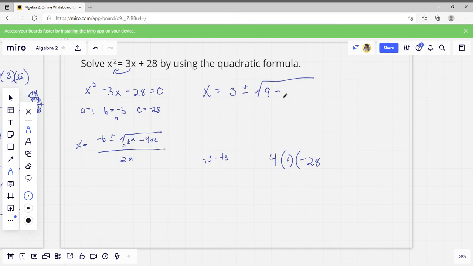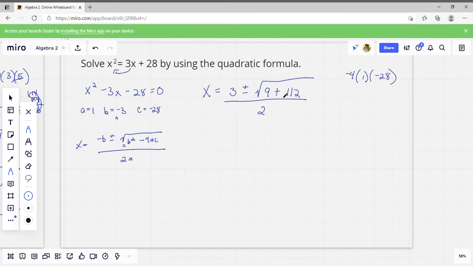So that means I need to do 4 times 28. That's negative, so those cancel each other and it ends up being a plus. 28 times 4: 4 times 2 is 8, 9, 10, 11, 112. Hopefully you understood what I did right there. I did negative 4 times a, which is 1, times c, which is negative 28, and that all comes to positive 112. All that is over 2a, and a is 1, so it's just over 2.